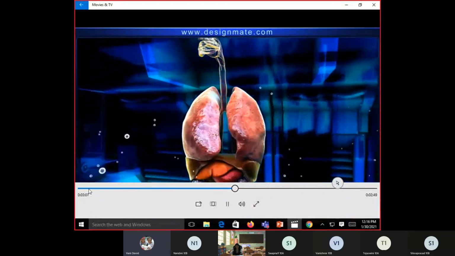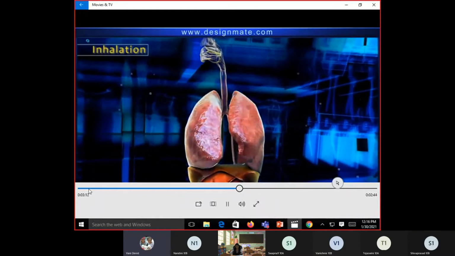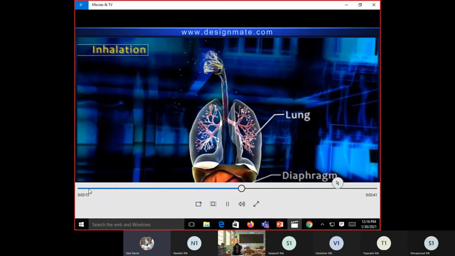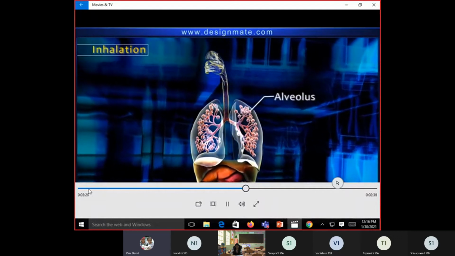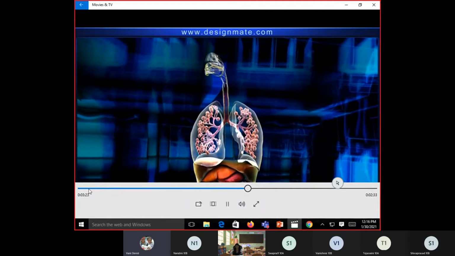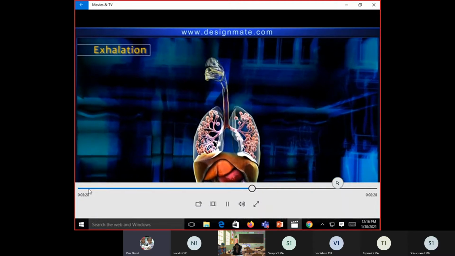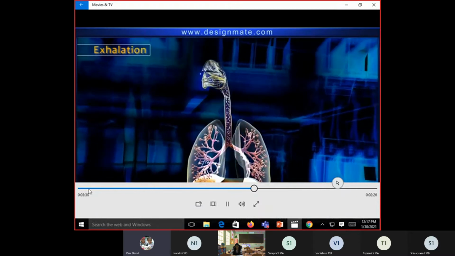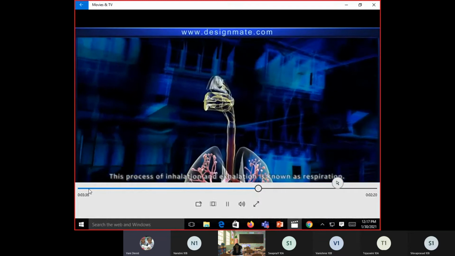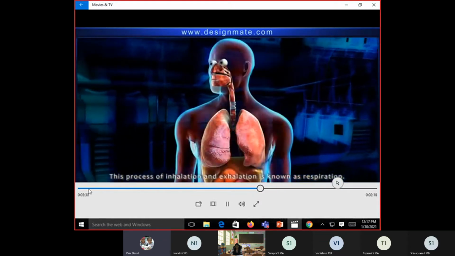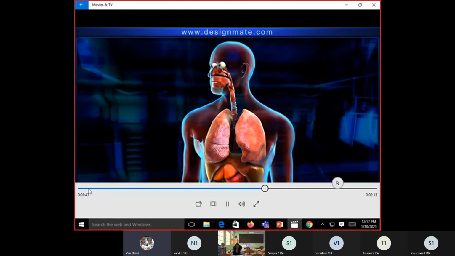The process of breathing in air rich in oxygen is called inhalation. After the contraction of the muscular diaphragm, the lungs expand and the air rushes in, resulting in the inflation of alveoli. During exhalation, the diaphragm moves up and the lungs contract. Thus, the alveoli deflate, causing the air to be forced out. This exhaled air is rich in carbon dioxide. This process of inhalation and exhalation is known as respiration, which occurs approximately 20 times per minute.